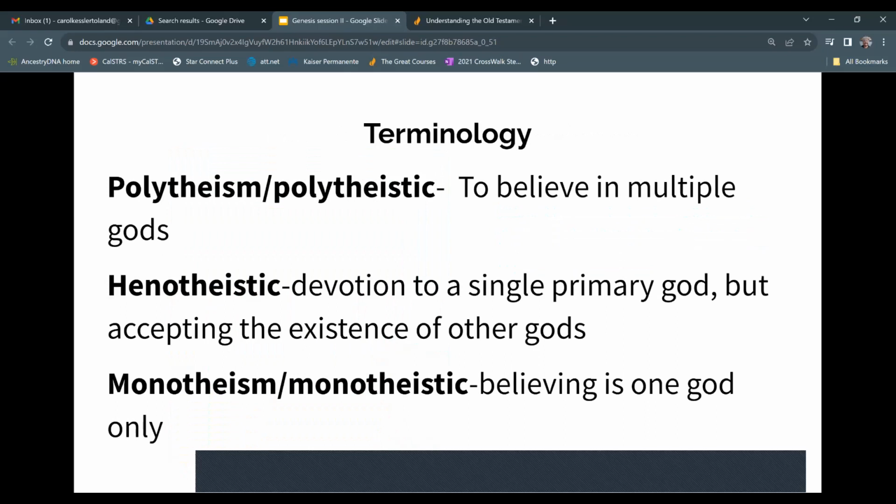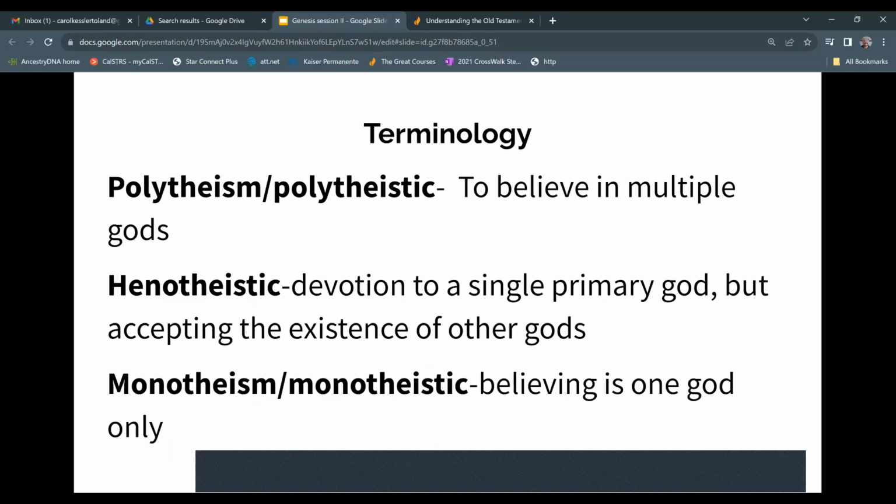Some new terminology for this week. Polytheism, or to be polytheistic, means to believe in multiple gods, like most of the ancient cultures did. Particularly, I think we always think immediately of the Egyptians because they're so well known for their multitude of gods, or maybe the Greeks and the Romans are familiar to you as well. And in ancient Mesopotamia, during the times that we're studying, of course, it was a polytheistic culture.